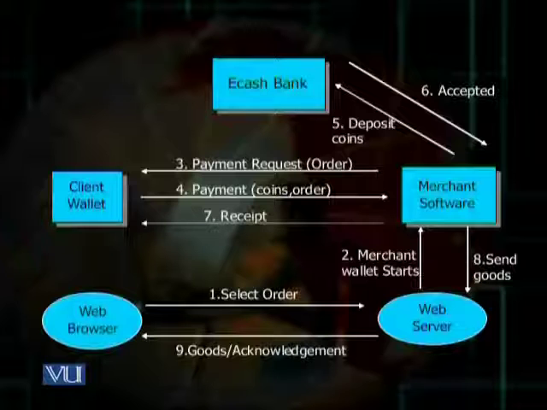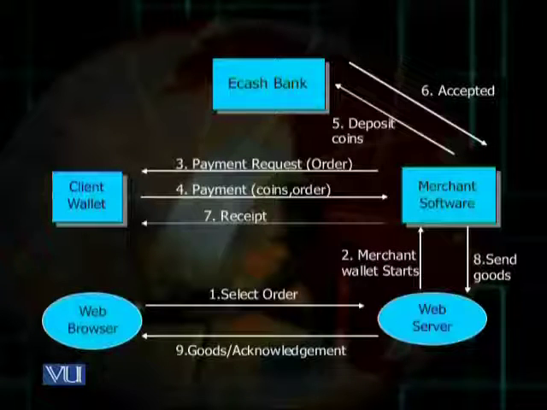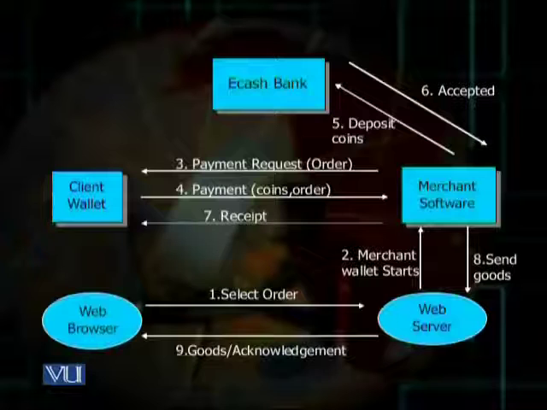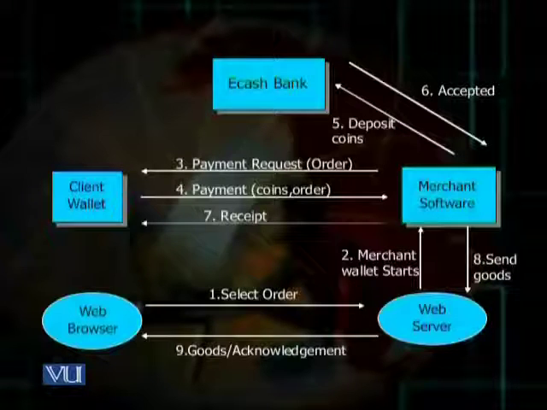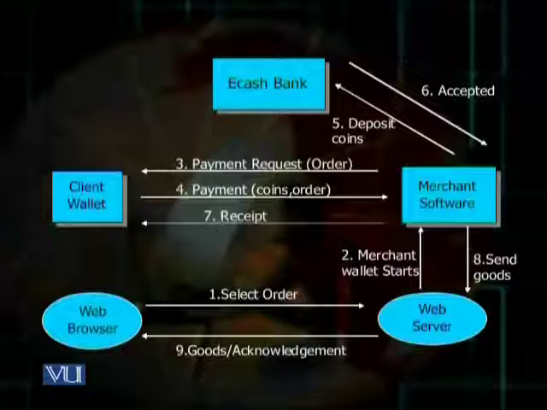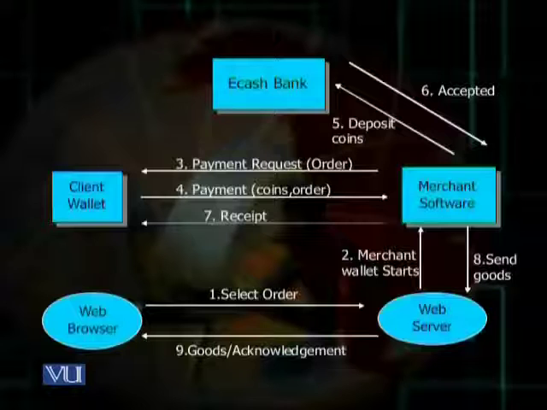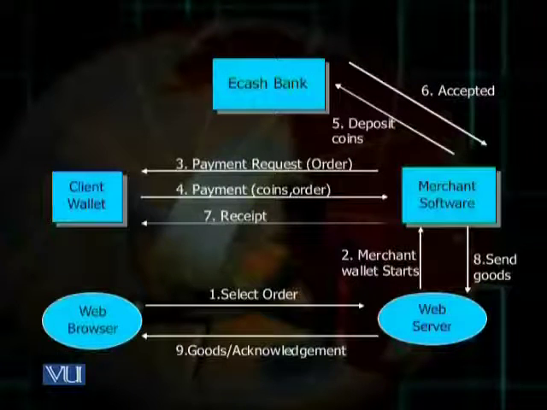Step number 7, the merchant software would generate a message, the receipt, the acknowledgement that the payment has been validly made. And in step number 8, the merchant software would indicate to the web server to send the goods to the customer. And in step number 9, the web server would then send a message to the web browser that the goods would be dispatched to you in such and such time. It would also acknowledge that the payment has been made. So this is how the payment through e-cash coins can be made on the internet.